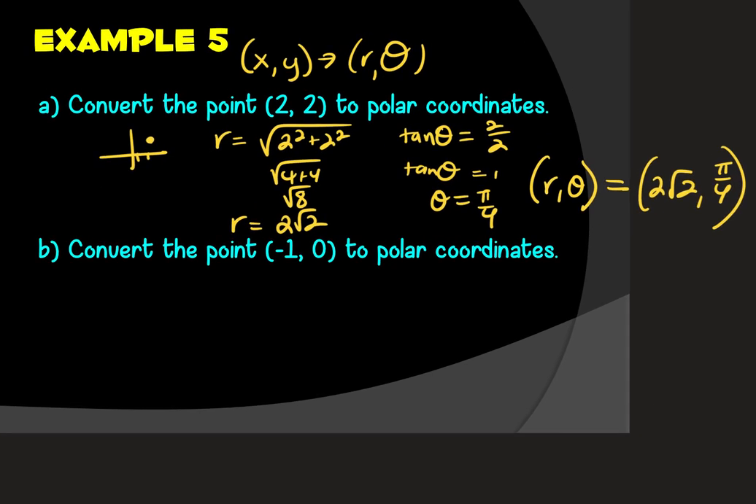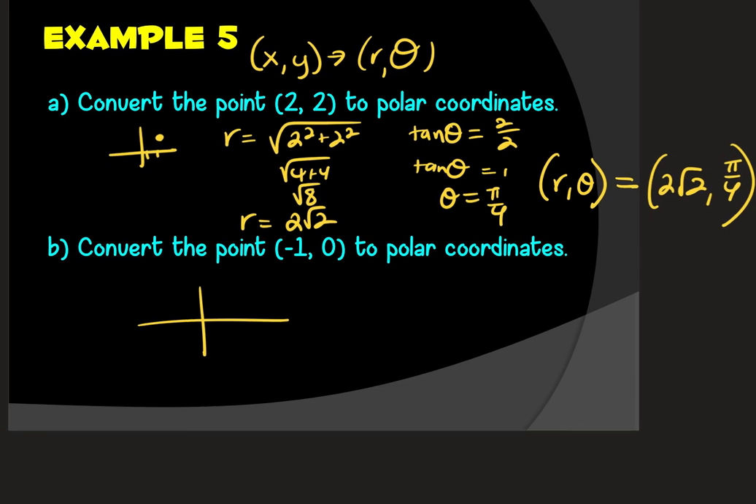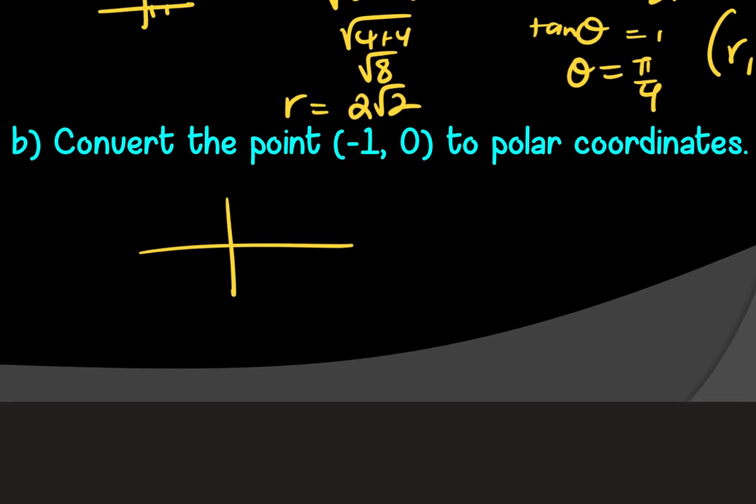Go to B, convert the point -1, 0. Where's -1, 0? On the x-axis to the left of my origin, right? That's where -1, 0 is. What angle is there? Pi. You don't even have to do the work if you understand what you're looking at, right?